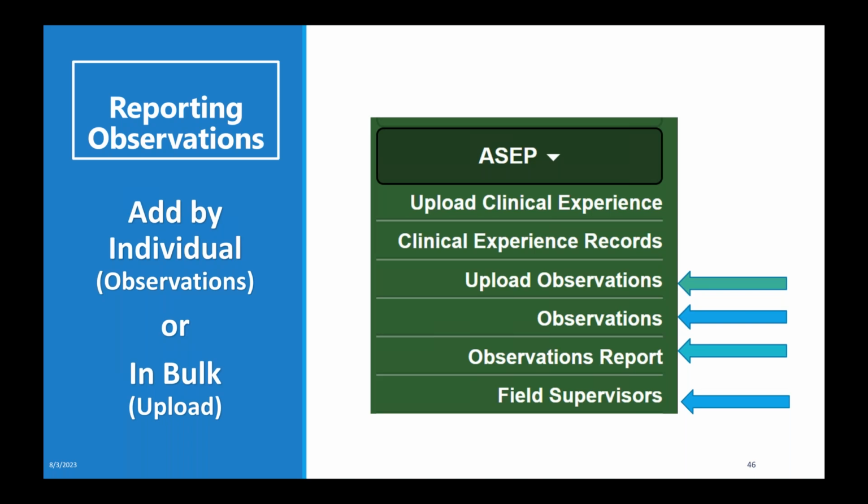Observation data can be added individually by searching for a candidate in observations, or for multiple candidates using a CSV file via upload observations. It's important to report all formal observations conducted by the field supervisor, not just the minimum number required. For example, if the minimum required observations for a clinical teacher are 3, but your field supervisors complete 5 formal observations, then report all 5 of those formal observations.